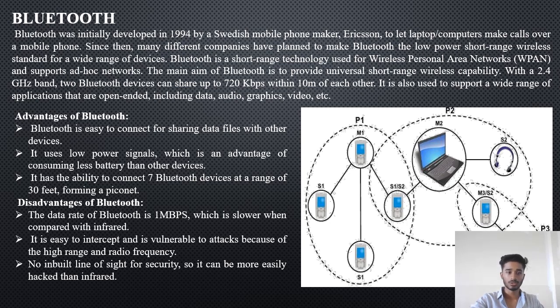What are the advantages of Bluetooth? Bluetooth is easy to connect for sharing data files with other devices. It uses low power signals, which is an advantage as it consumes less battery than other devices. It has the ability to connect 7 Bluetooth devices at a range of 30 feet, forming a piconet. What are the disadvantages? The data rate of Bluetooth is 1 Mbps, which is slow when compared with infrared. It is easy to intercept and is vulnerable to attacks because of the high range and radio frequency. There is no inbuilt line of sight, so it is insecure and can be more easily hacked than infrared.